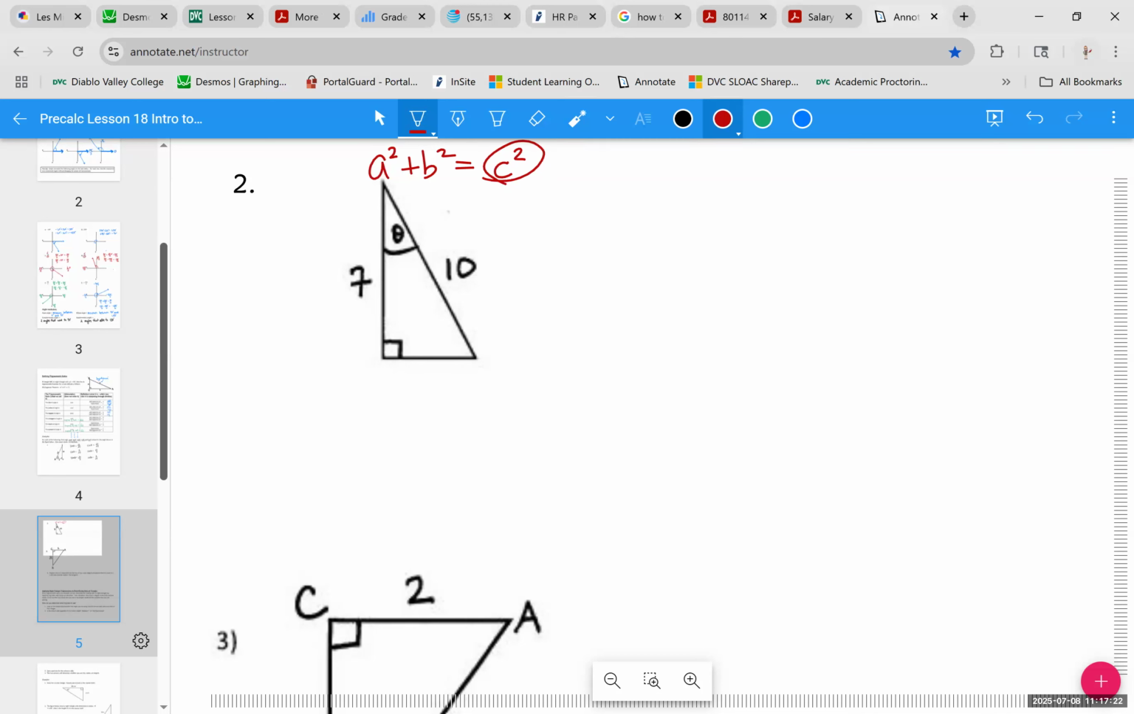So in this triangle, 10 is the hypotenuse. So I'll just call this a or b, it doesn't matter. a squared plus 7 squared equals 10 squared. And then I'm going to solve this for a.